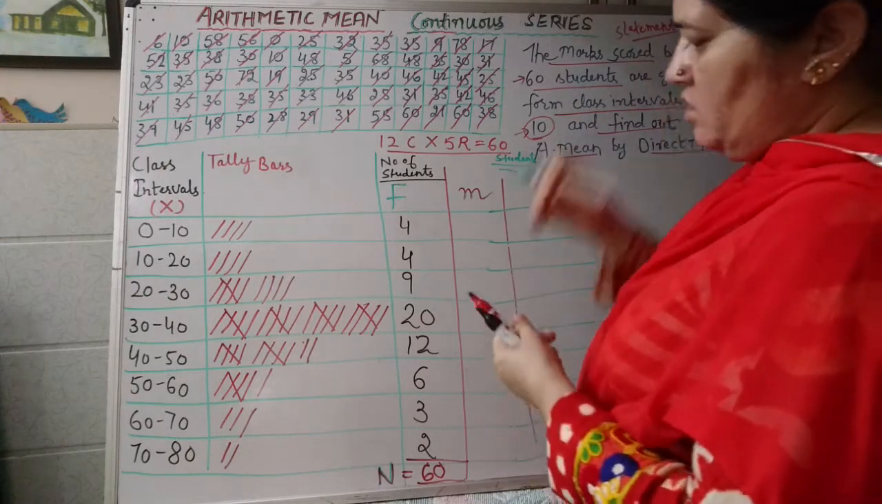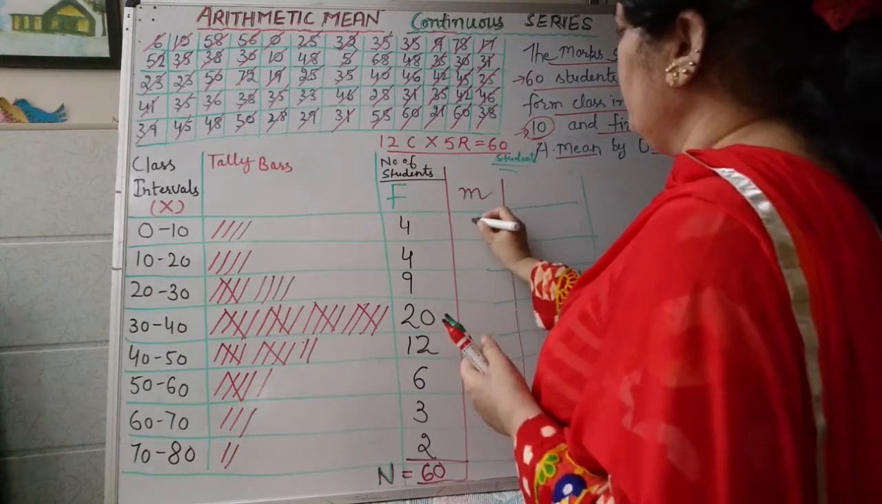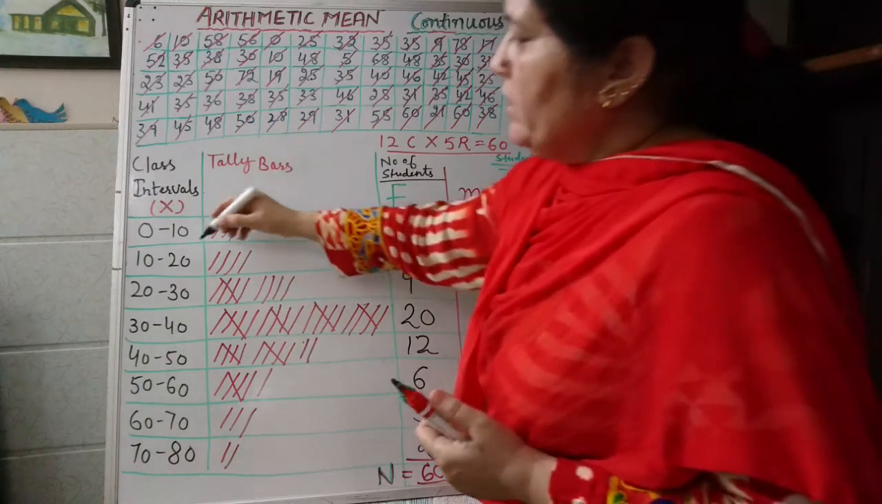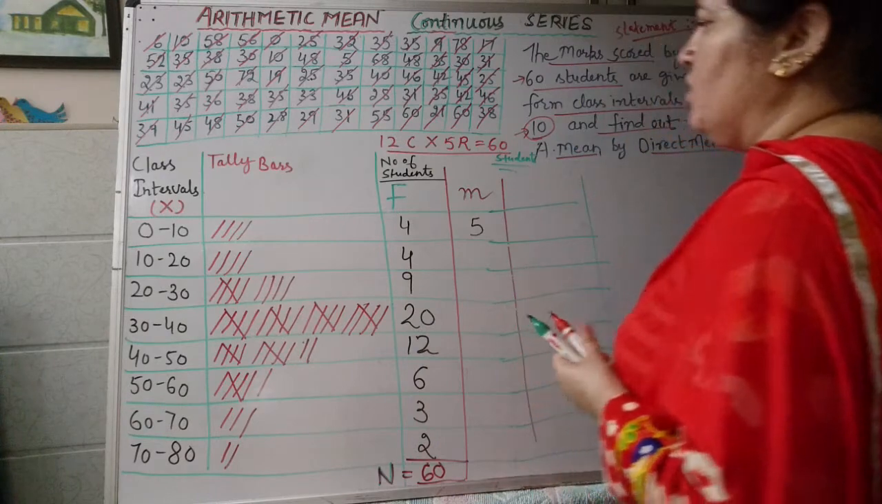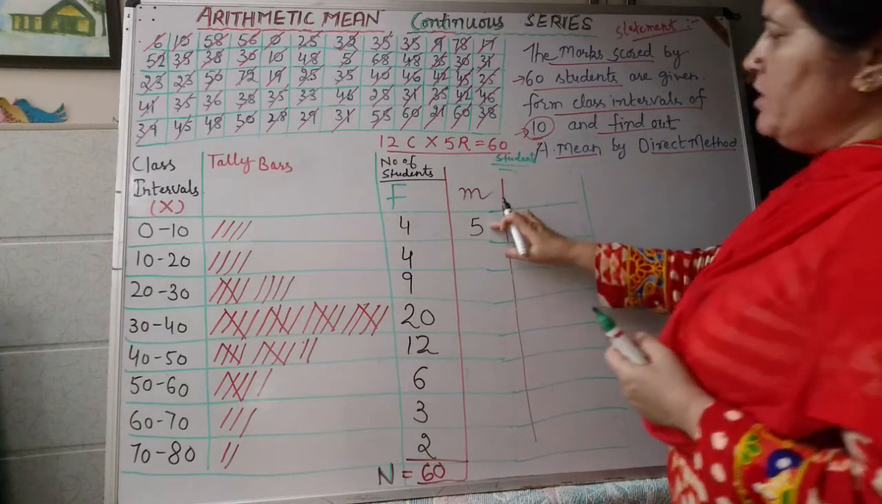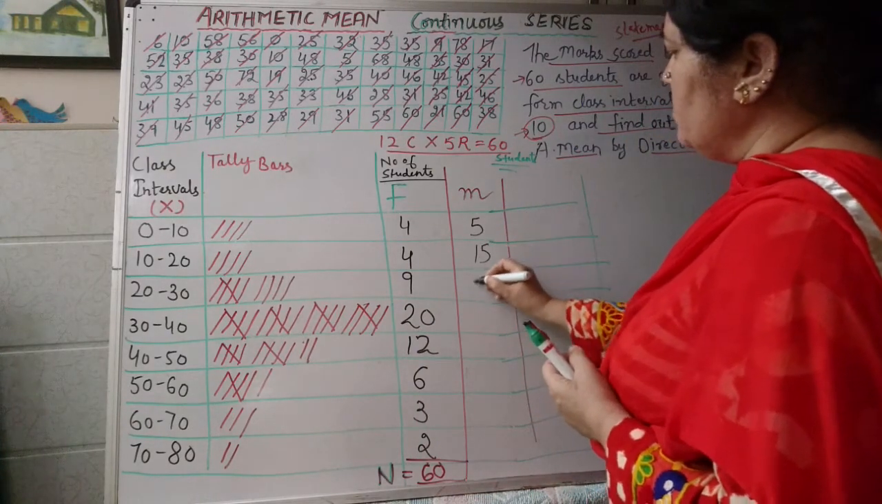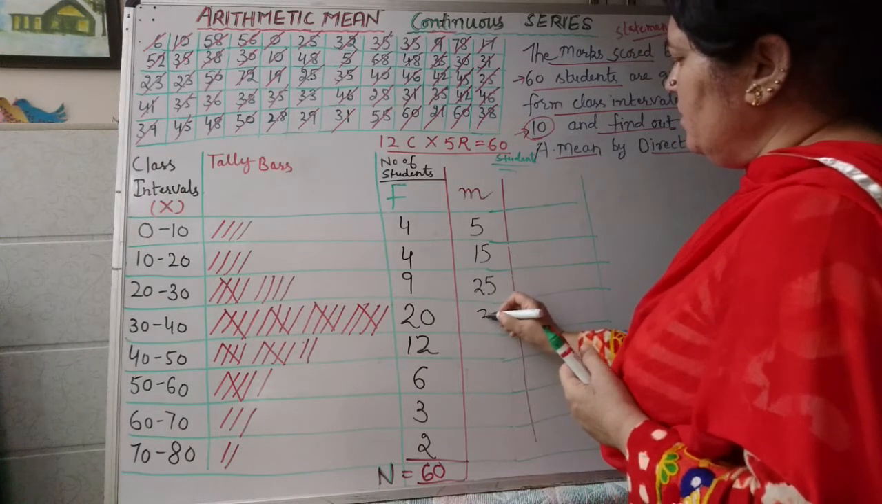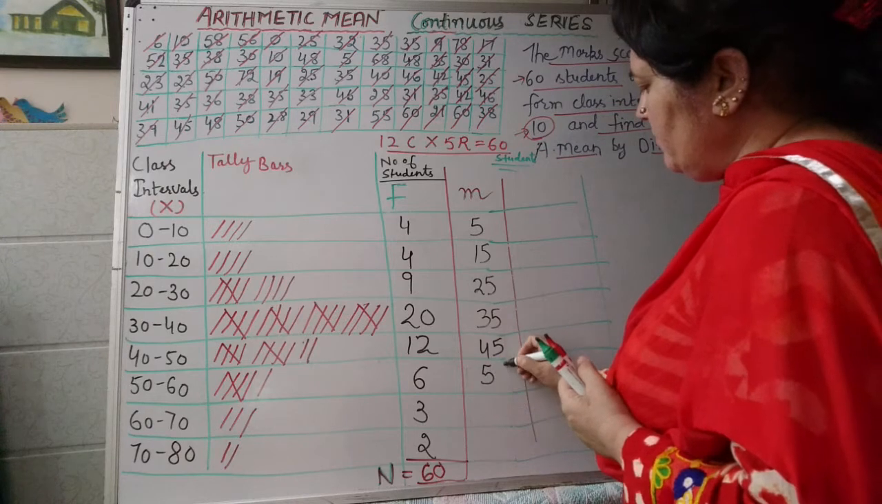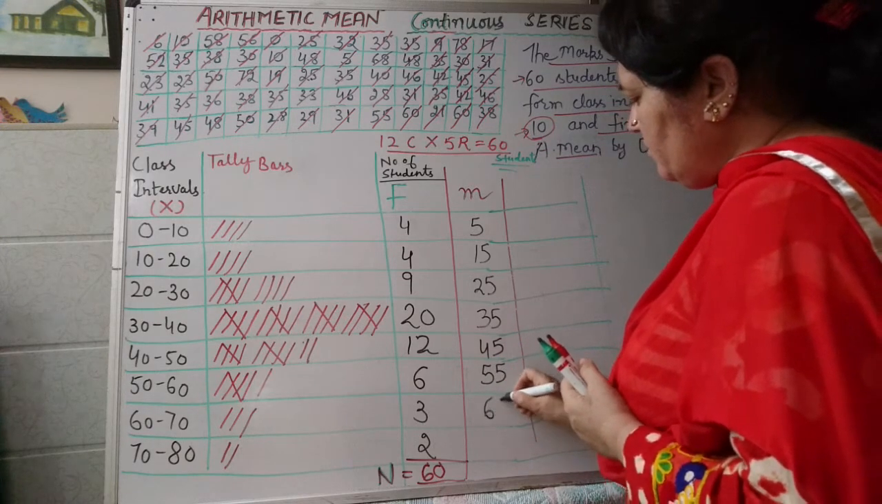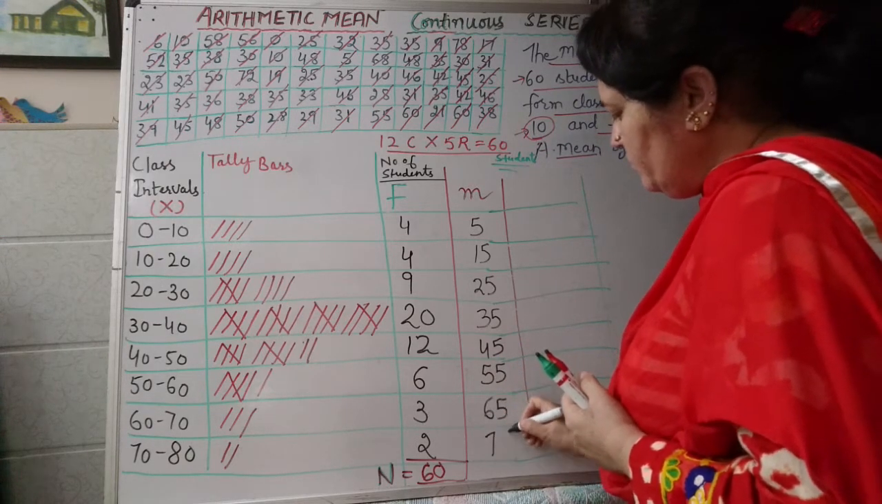For the class interval 0 to 10, the mid value will be 5. Then what is the difference between each class interval? Each class interval has a difference of 10 units. So 5 plus 10, 15 plus 10, 25 plus 10, 35 plus 10, 45 plus 10, 55 plus 10, and the last one is 65 plus 10, 75.